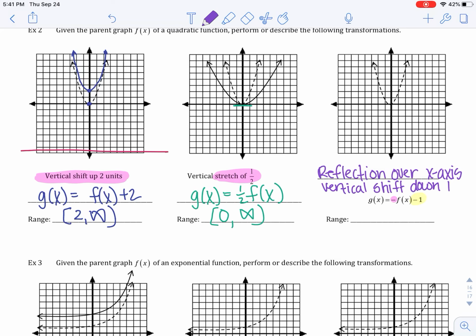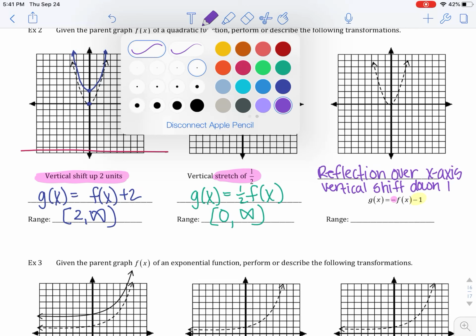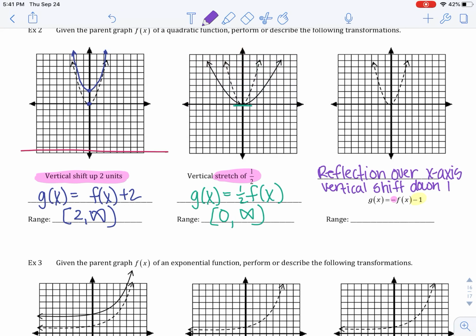So now let's actually graph this the way we're supposed to. So first off, we're going to reflect this guy. So I'm going to start off with the purple. When I reflect, it has to reflect over the x-axis. So it's like as if we're folding it on that.